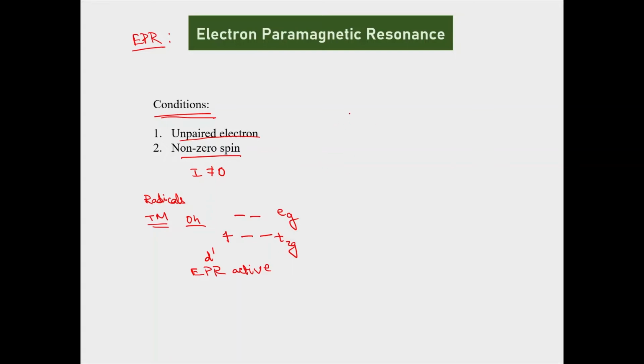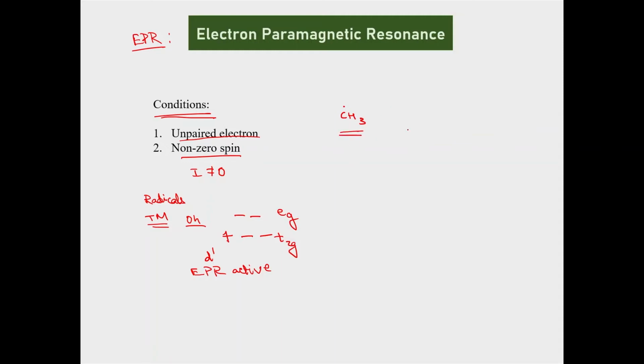In this question, we have to write how many lines we will observe for this CH3 radical and their relative intensities. Since this is a radical, it is EPR active.